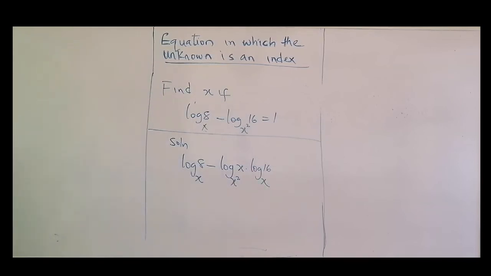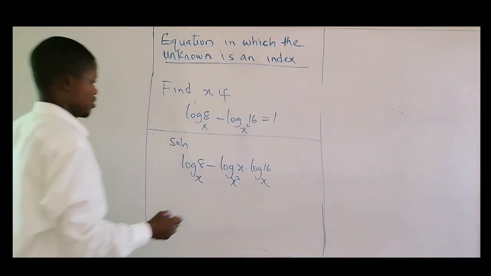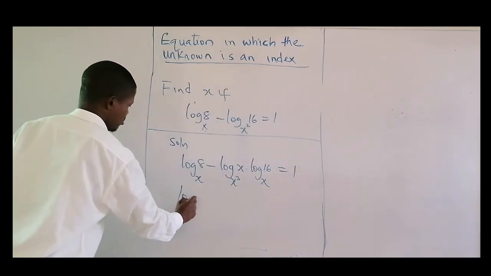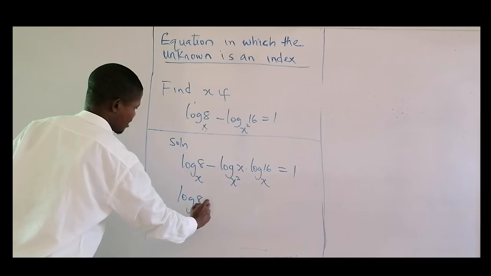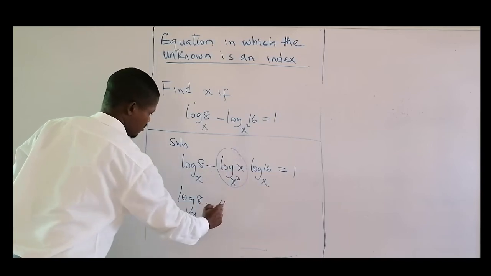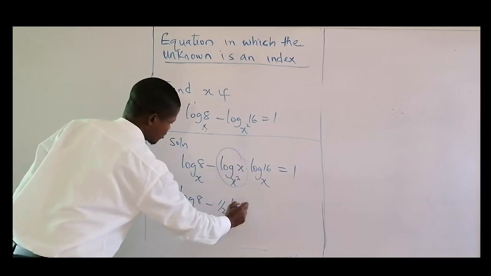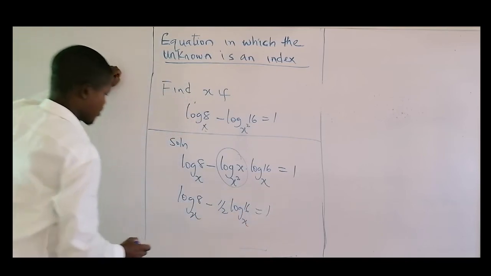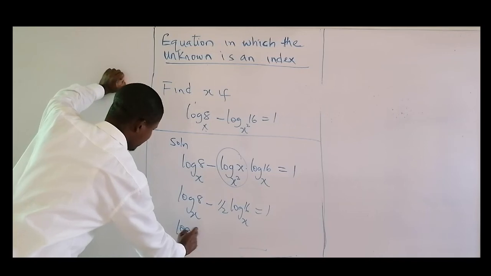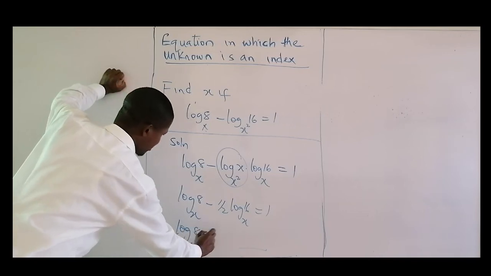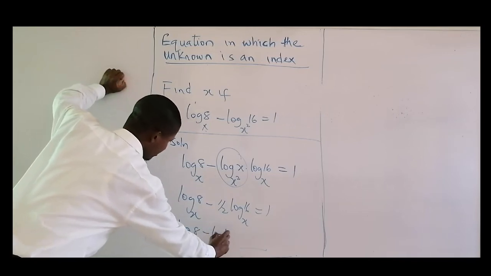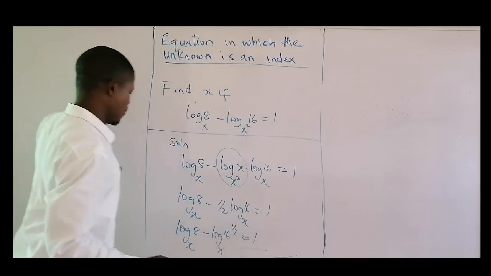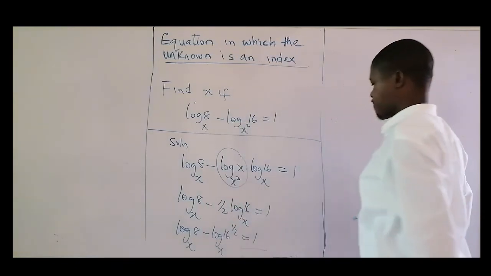So with that now, we change the base, and that's equal to 1. So that will be equal to log 8 base x minus, this one will be half, half log 16 base x equal to 1. You can see the bases are now the same. So we now have log 8 base x minus log 16 to the power half equal to 1, and this will give us 4.